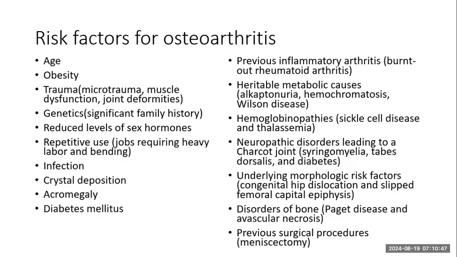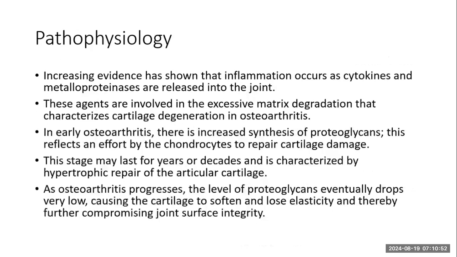So what are the risk factors? These are just some additional risk factors from what I've mentioned earlier. I think people will see it from the slide. So going to the pathophysiology itself, which is important that we try to revise. In the past, it has been said that it's a degenerative disease. However, apart from degeneration, there are also effects of inflammation and abnormal mechanics in joint movement. So there is inflammation that occurs when cytokines and metalloproteinases are released into the joints. And what do these do? They cause degradation of the articular cartilage.